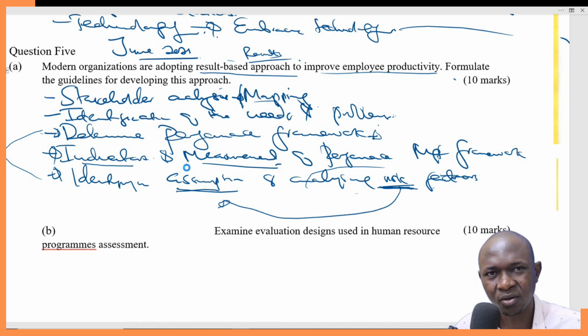Let's hear from the stakeholders. Let's first of all identify the stakeholders. Let's hear from them what they want. Let's come up with a methodology of how we are going to develop what they want.